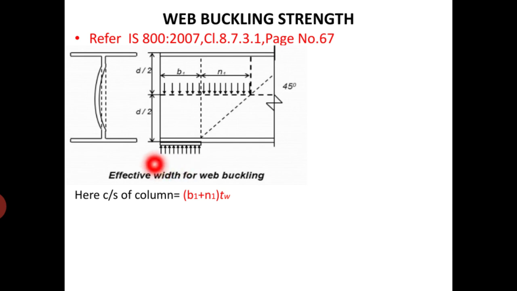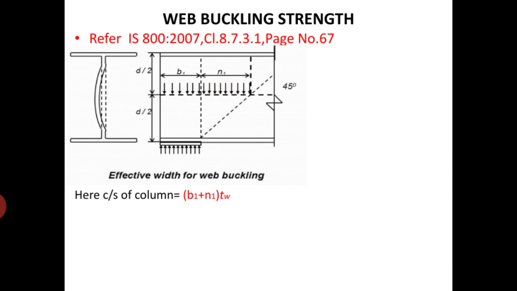That is this one, the stiff bearing length b1, and n1 is the dispersion at an angle of 45 degrees. n1 represents the dispersion along the 45-degree line. This dotted line shows the dispersion of the 45-degree line at the mid depth of the section, and hence the web buckling strength can be calculated using this dispersion length.